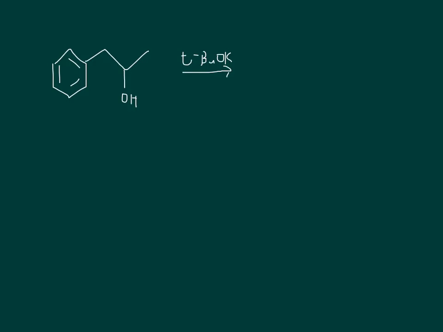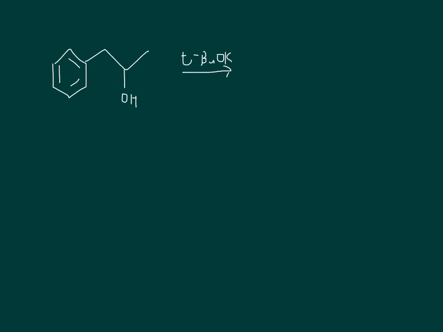Like we saw in substitution, there are two ways we can approach elimination. We can either do everything in one step and abstract the proton, creating the double bond and forcing the leaving group off, or the leaving group can leave first, allowing us to fill the hole by abstracting a proton to make the double bond. The one-step mechanism, or the concerted process, is E2, and that's what we'll start with here.